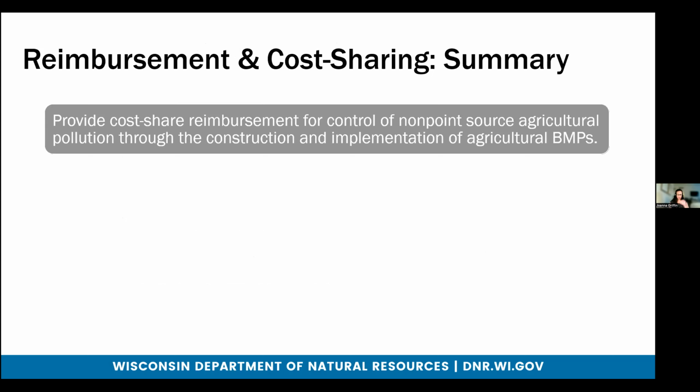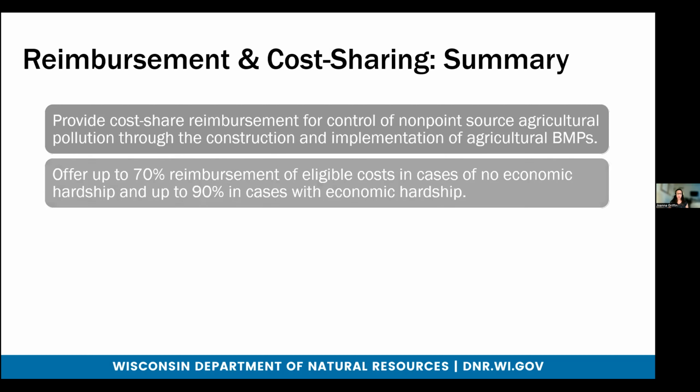So this is a summary of what all agricultural TRM grants have in common. All agricultural TRM grants provide cost share reimbursement for the control of non-point source agricultural pollution through the construction and implementation of agricultural best management practices, or BMPs. They offer 70% reimbursement of eligible costs, and if there is economic hardship, up to 90%.